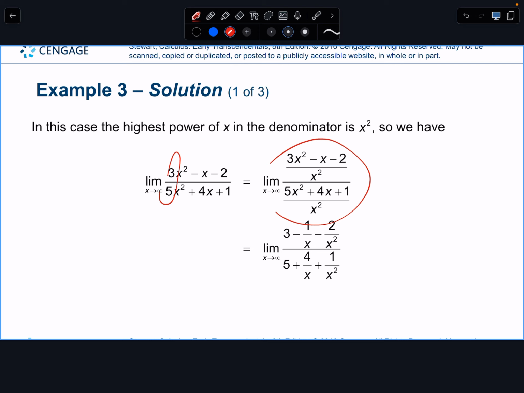So we didn't use the word limit in pre-calc, but what we're seeing is a limit at infinity is a horizontal asymptote.